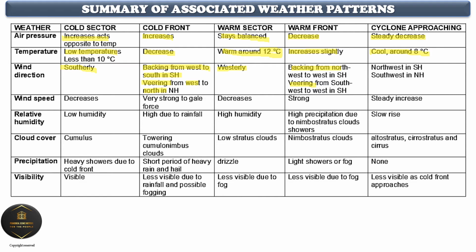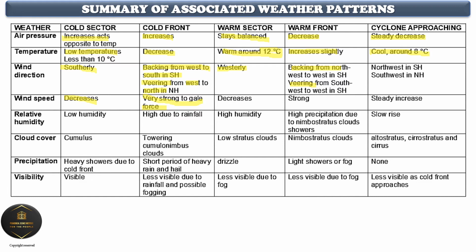The wind speed in the cold sector will decrease. And why does it decrease? In the cold sector, we have more descending air that is dense. In the cold front, we have very strong gale force winds. Why are the winds strong? Because we have a steep pressure gradient force in your cold front.